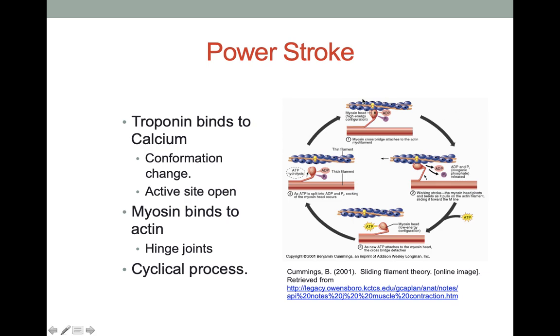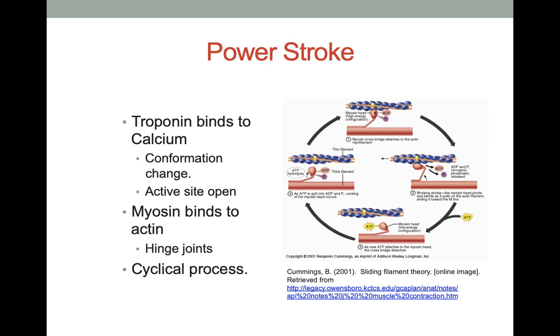Okay, so we see here the cross bridge is attached to the actin. We see that when the binding site's open. Once myosin binds, there are these hinge joints that come into play. The head of the myosin is going to hinge at about 45 degrees inward, and that stroking motion is what's going to pull the actin filament closer towards the center of the sarcomere.